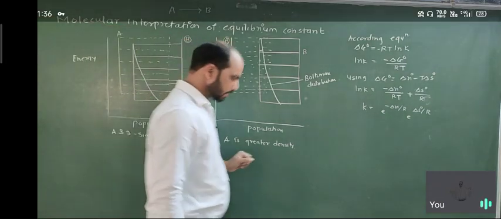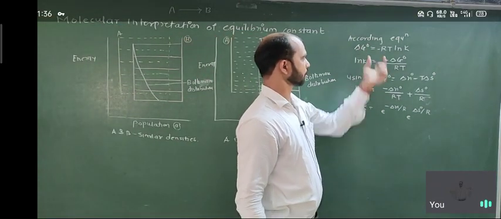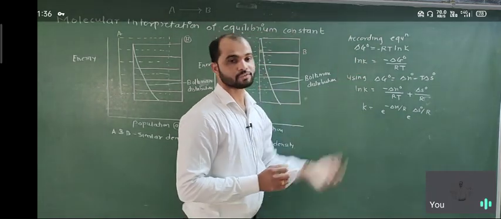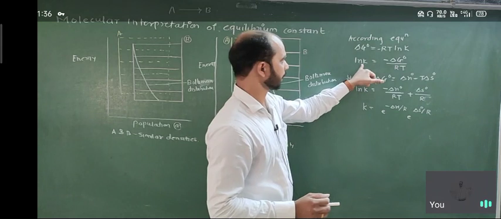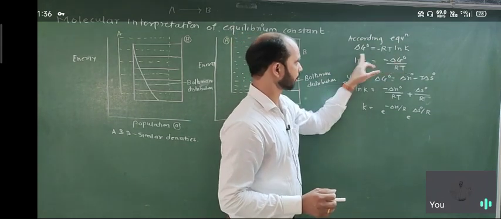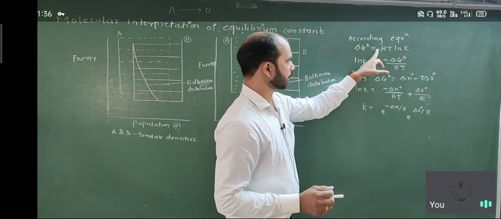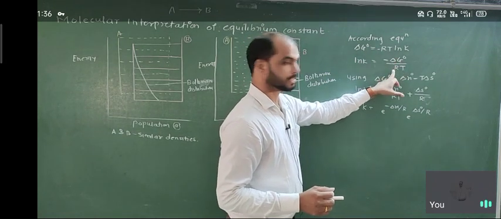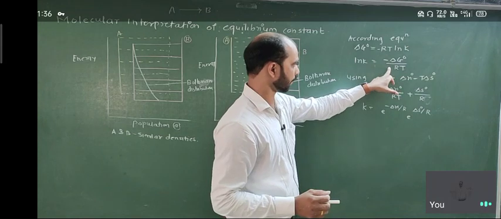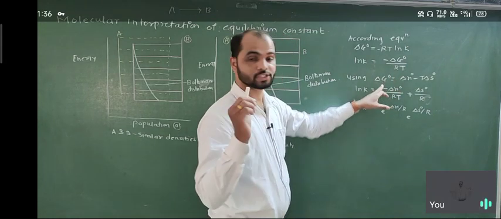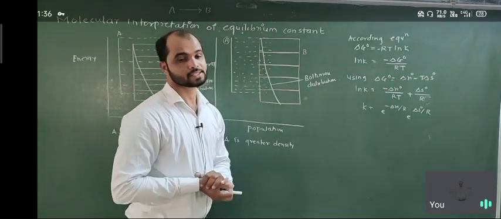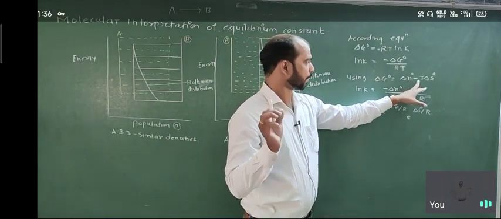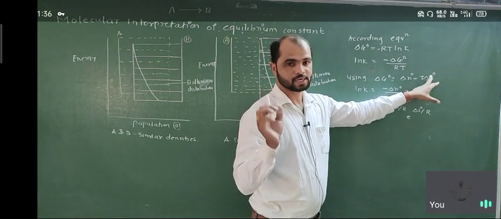So we already have the equation delta G naught is equal to minus RT ln K. So using this equation we can find out the K here. So ln K is equal to minus delta G naught upon RT. We also already have the equation for the Gibbs free energy at standard conditions: standard Gibbs free energy is the standard enthalpy minus T times the standard entropy.